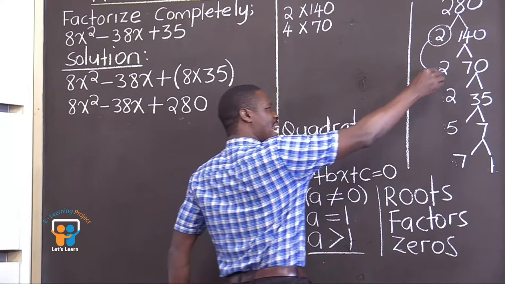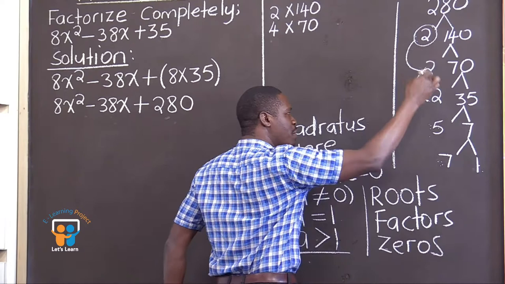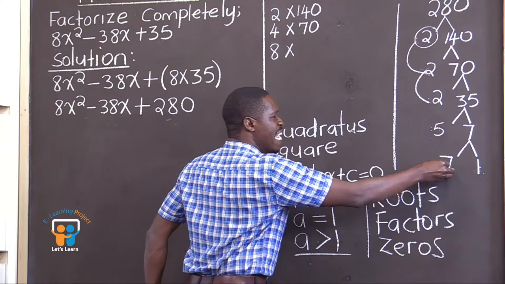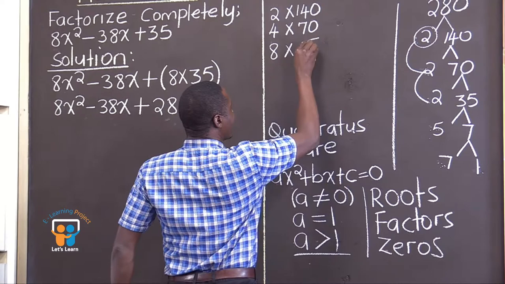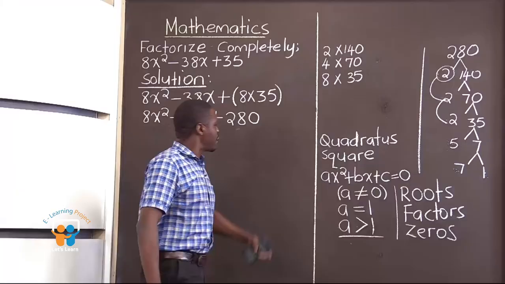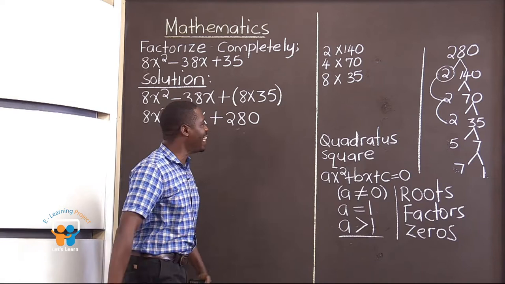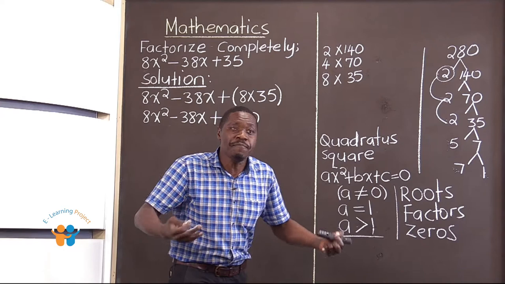We again add another 2. We multiply. A 2 times a 2 times a 2. 2 times 2, that is 4. 4 times 2, that is 8. We bring the 8 there. Then the rest, we have a 1 times a 7, which is a 7. A 7 times a 5, which is a 35. So now we are having a 35 there. When you multiply 8 by 35, is there a possibility of getting 280? Yes, you can. But is there a possibility of adding them and you get negative 38? No. I know that it is becoming lengthy, but the possibility is not there. So that one cannot also work.